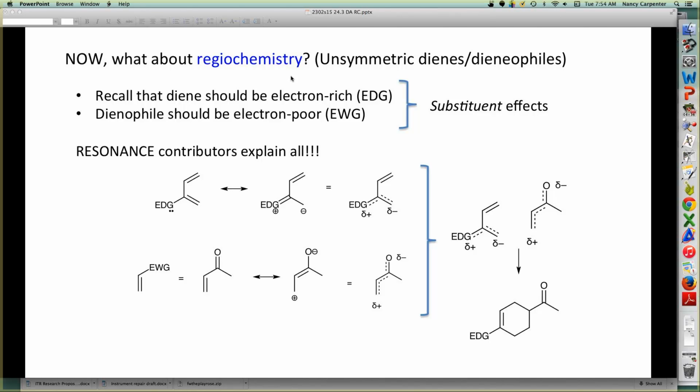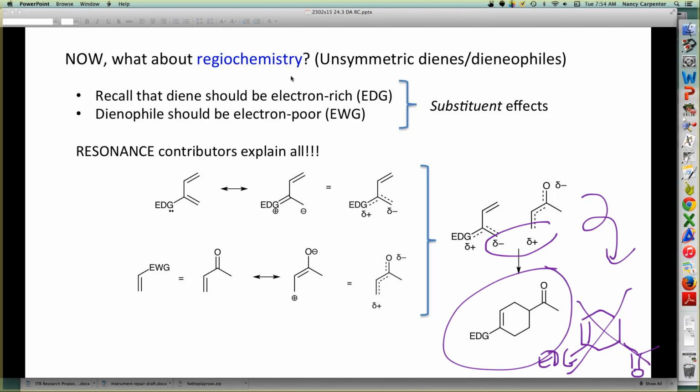We do not get any of the cyclohexene product where the carbonyl would be flipped upside down. So this is not formed, only this is formed, and that is because the charges match up. So it is a one swell foop mechanism with no nucleophile, no electrophile, but this unequal distribution of charge does control the regiochemistry.